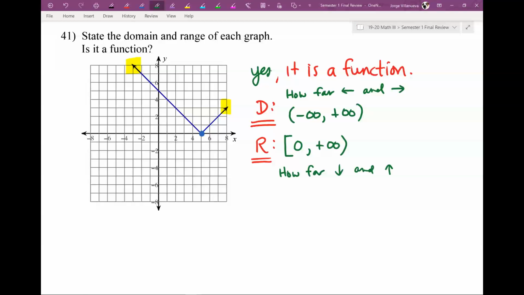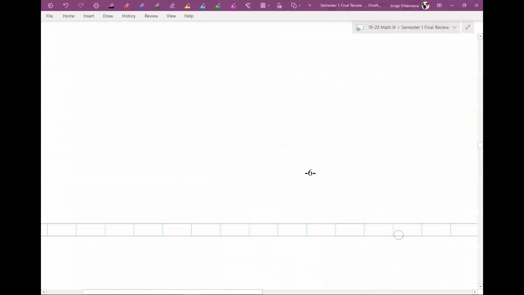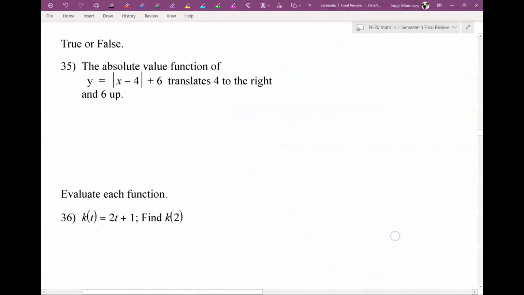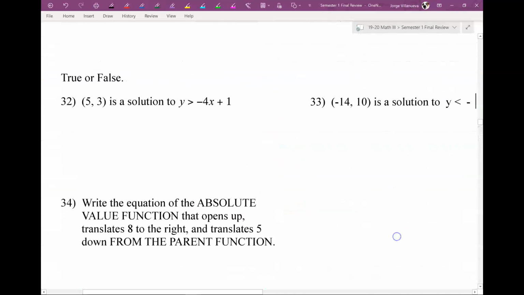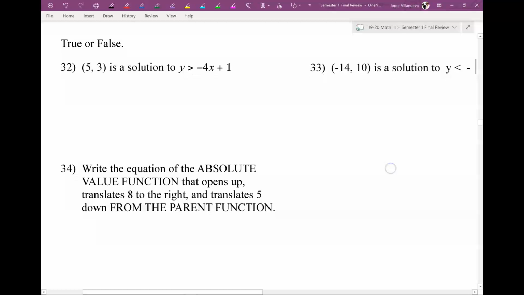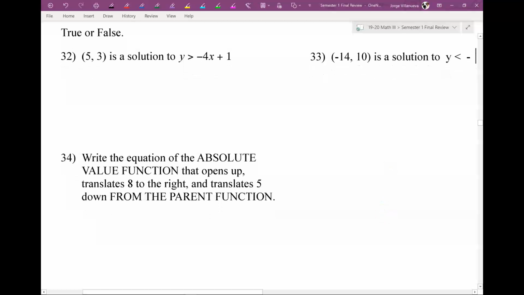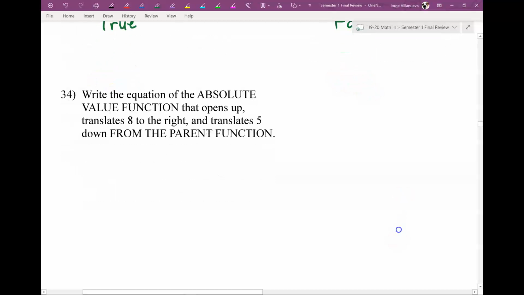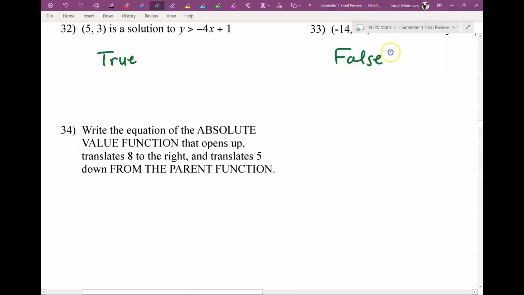All right. So let's go back to where we were at. I think we were at 32. So true or false? 5, 3 is a solution to this function. Oh, we did those? Yeah. Oh, okay. So what did we get? This was a true, right? Yeah. And the other one was a false. Okay. So then with you guys, we got to 34.